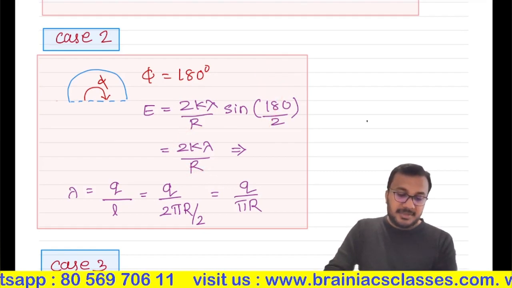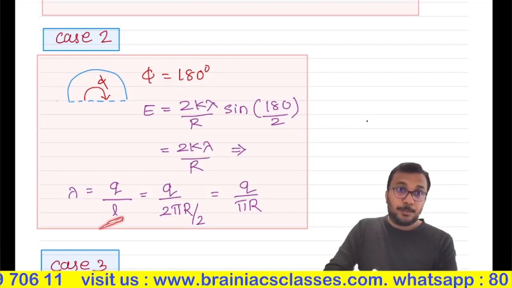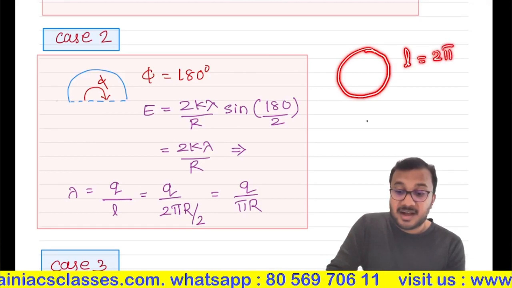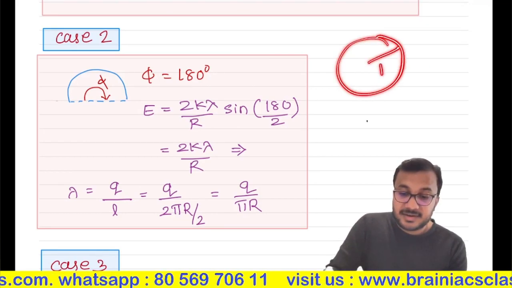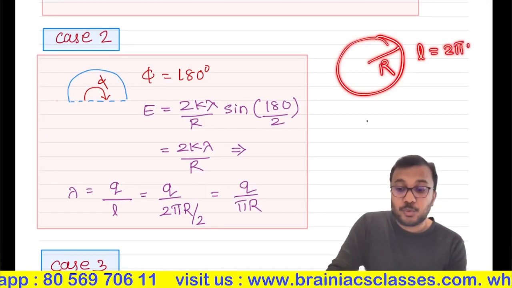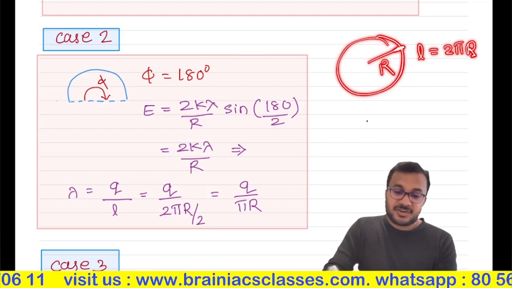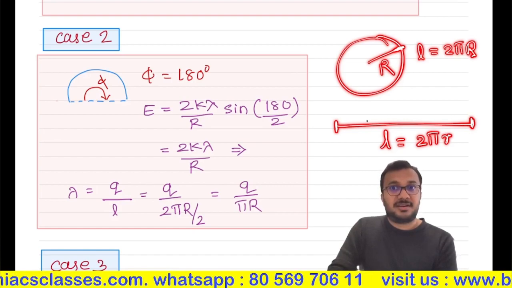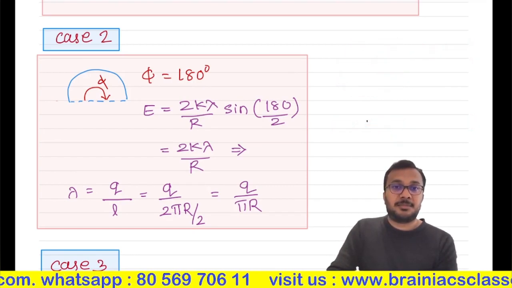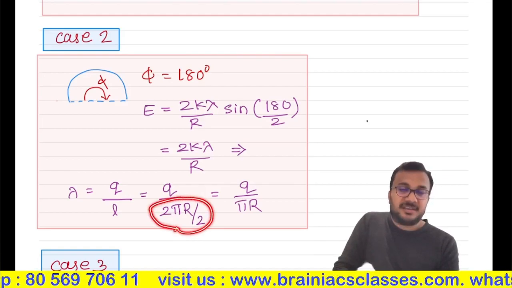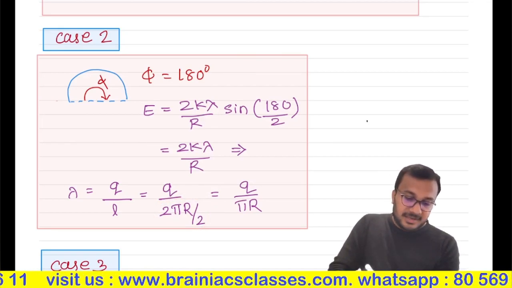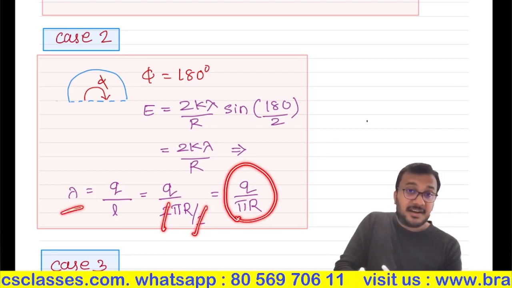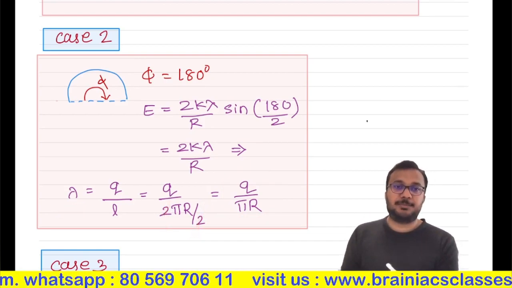But important: k means what? Q by L. The length of a full circle means 2 pi r. So for a full circle of radius r, the length equals 2 pi r. If you take a string, it has this much length, 2 pi r. Important, this is the full circle. Now for the half circle, what will come? 2 pi r by 2. That is the length. So Q by L is Q by 2 pi r by 2, the 2s cancel, and Q by pi r is the lambda value. Very, very important.